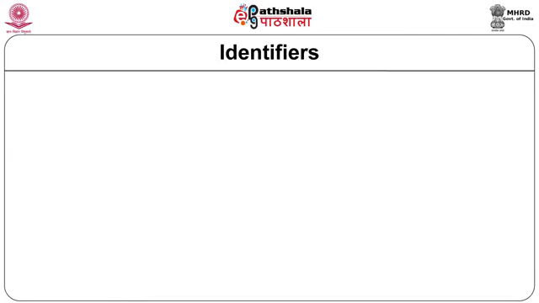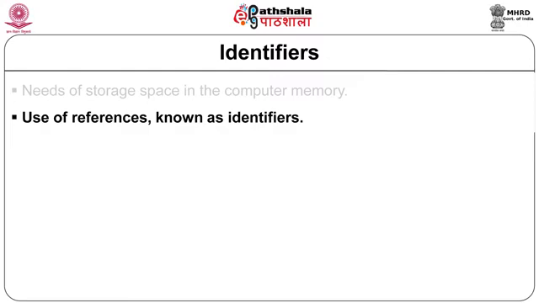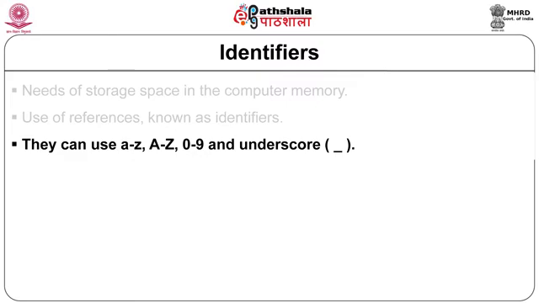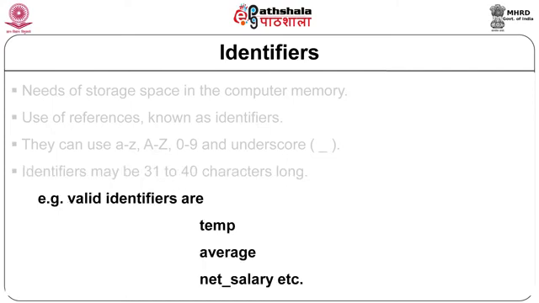Identifiers. Every data object needs some storage space in computer memory. The references used for this are known as identifiers. Identifiers use letters A to Z, capital letters A to Z, numbers from 0 to 9 and the underscore symbol. Identifiers may be 31 to 40 characters long. Examples: temp, average, net salary, etc. These are valid identifiers.